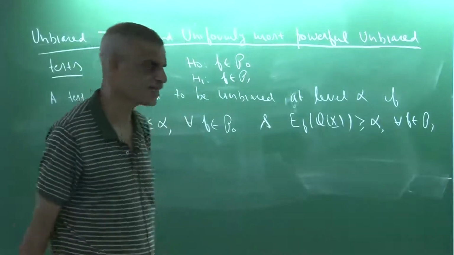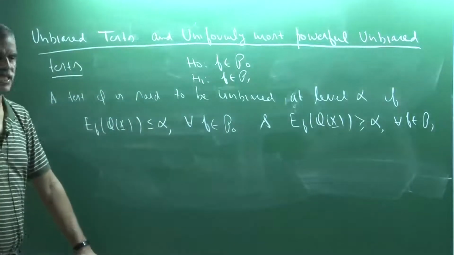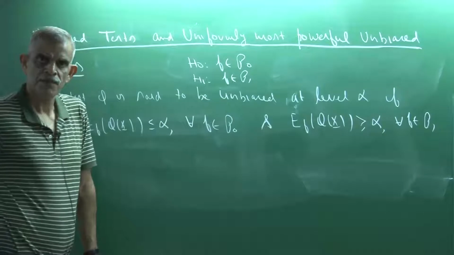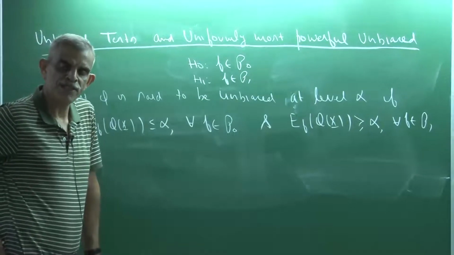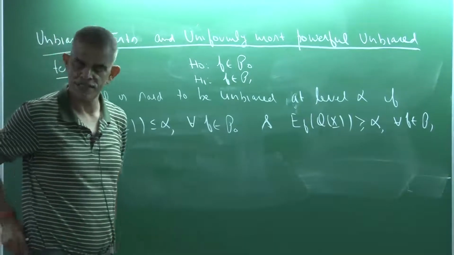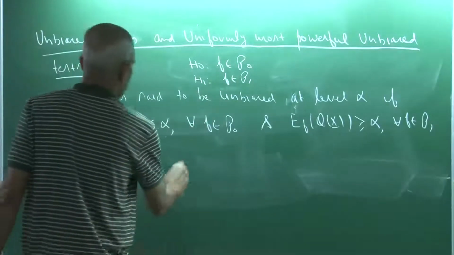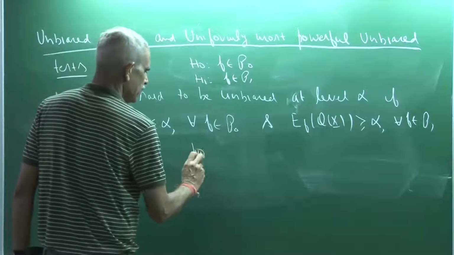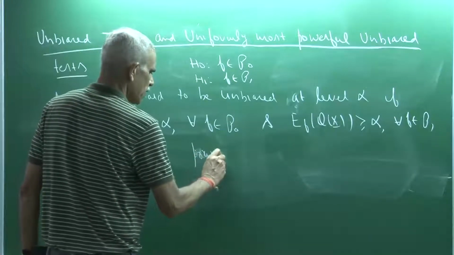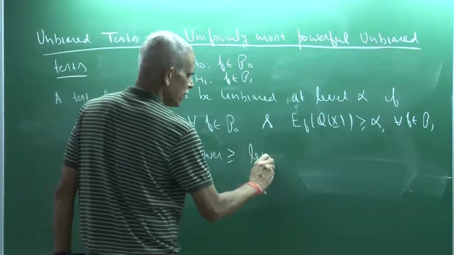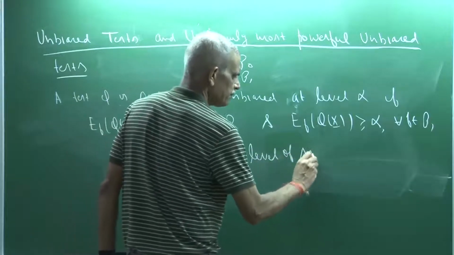So unbiased test is one for which power is always greater than or equal to level of significance, or equivalently the probability of type 2 error is always less than or equal to 1 minus alpha. This is equivalent to saying that power is always greater than or equal to level of significance.